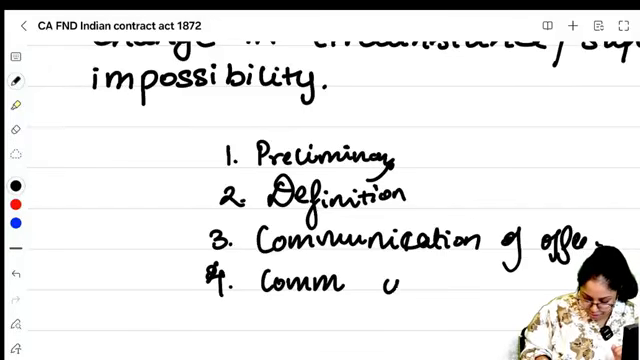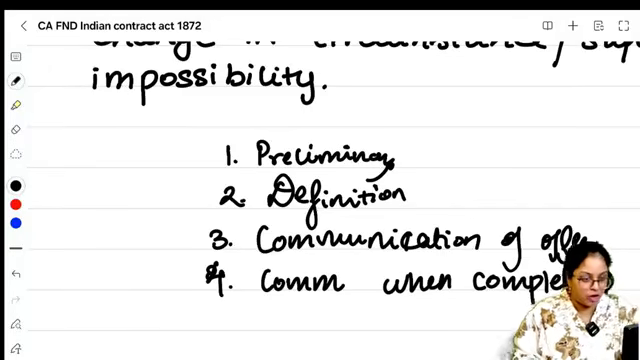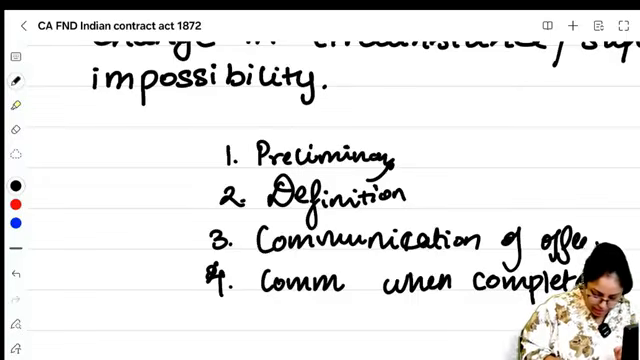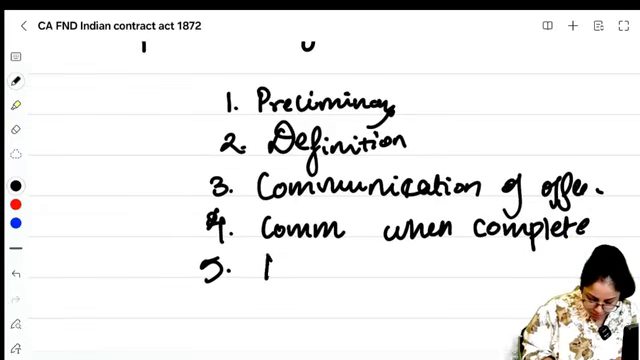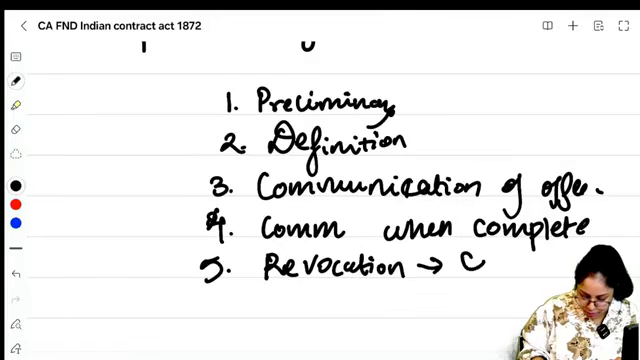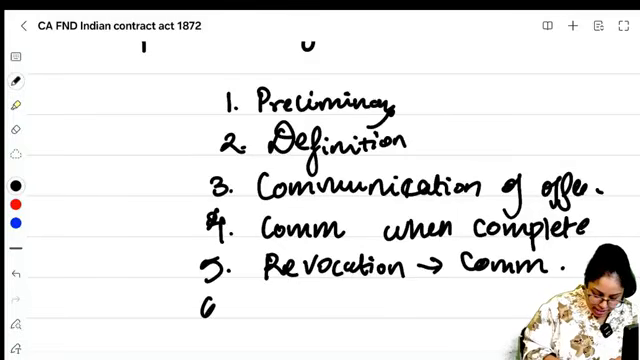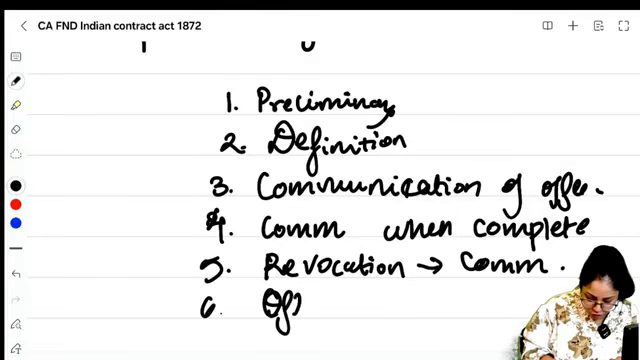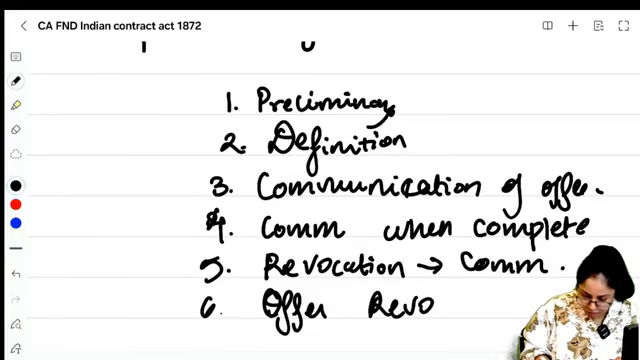4 is what? Communication when complete. எப்போ communication of offer is complete? When is communication of acceptance complete? 5 talks about what? Revocation. How will you communicate your revocation? Communication of revocation. 6 is what? When is offer revoked?